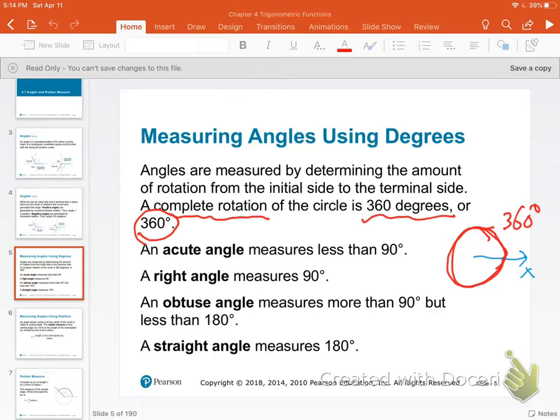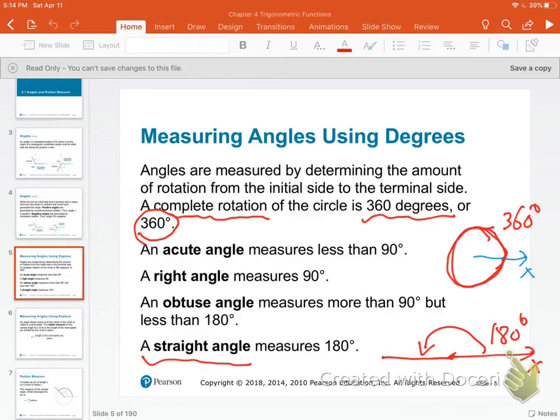So a straight angle. That means you start from the positive x-axis and go to a half circle. That's a straight angle. It's a half circle, so it's 180. Now, what are an acute angle, a right angle, and an obtuse angle?